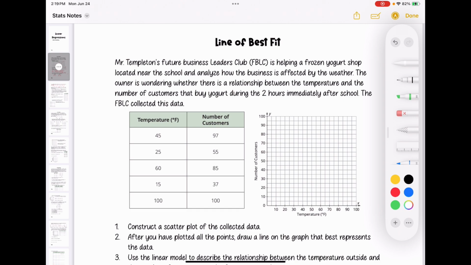The X column right here is talking about temperature. So this is going to be our X values, and then the number of customers is our Y values. So number 1 says to construct a scatter plot of the collected data. So basically we're going to take these points from the table and we're going to plot them on the graph.